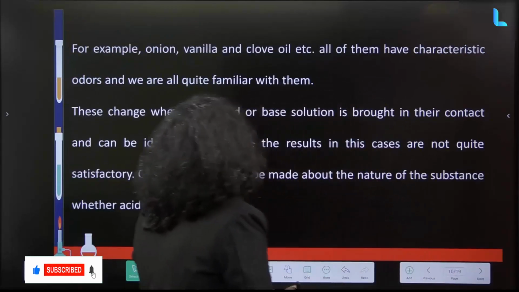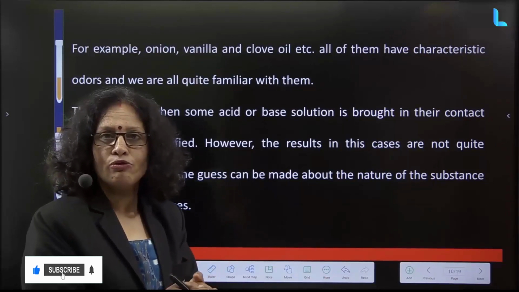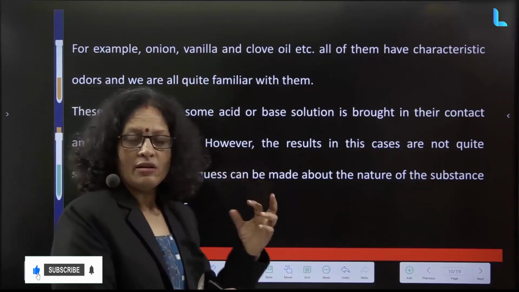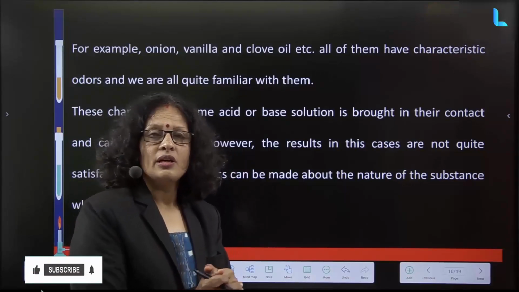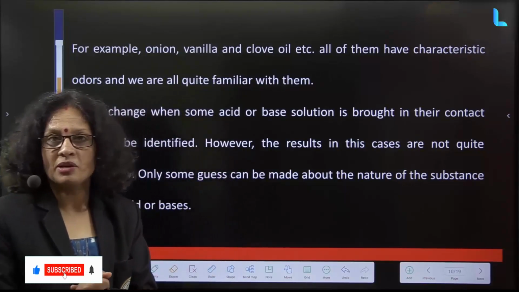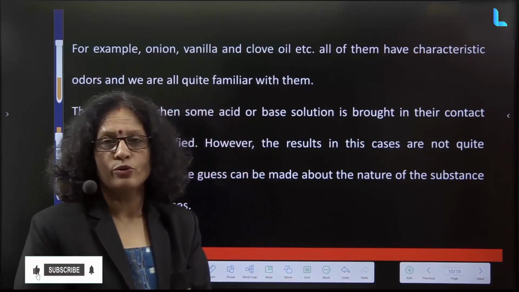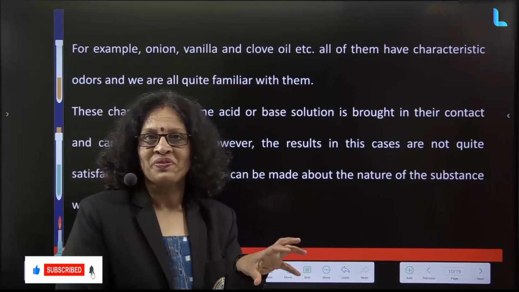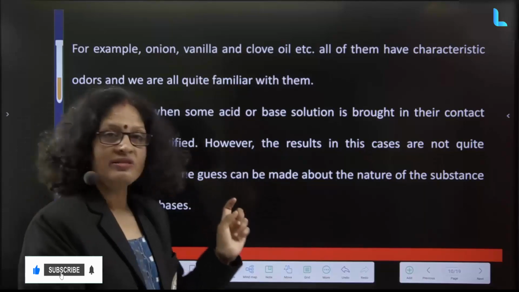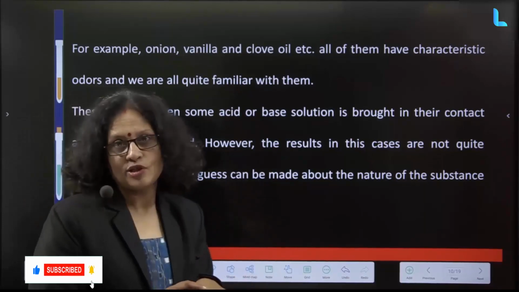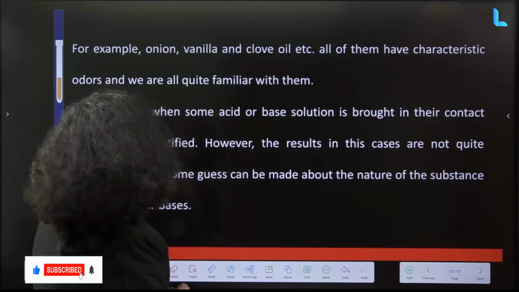Okay. We will see now what the examples are. Onion, all of you are familiar with the smell of onion. Vanilla essence, in all sweet dishes you have vanilla essence, like bakery items such as cake and pastries, as well as in many other sweet items you observe it. So that has a distinct smell, correct? All of them have a characteristic odor, and we can identify that smell, as all are quite familiar with them.